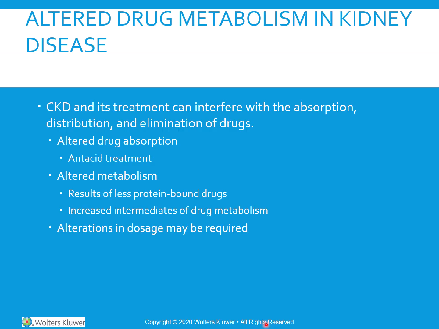We also see altered metabolism of drugs. We see less protein-bound drug in the body. So remembering that when drugs are bound to proteins, they're inactive. If we see less protein binding, we have more active drug, and so patients with renal disease may have to have dosages reduced to prevent toxicity from different drugs. And we also see increased intermediates of different drug metabolisms that, again, may require a reduction in overall dosage for these patients.